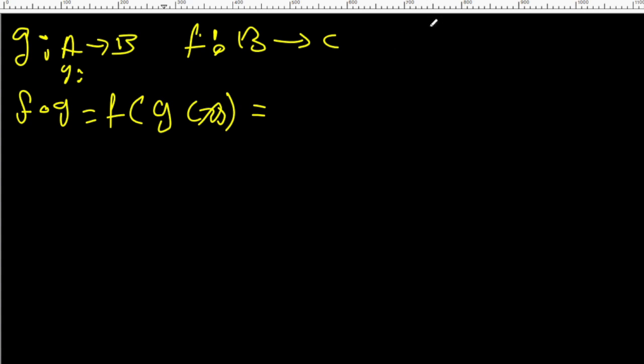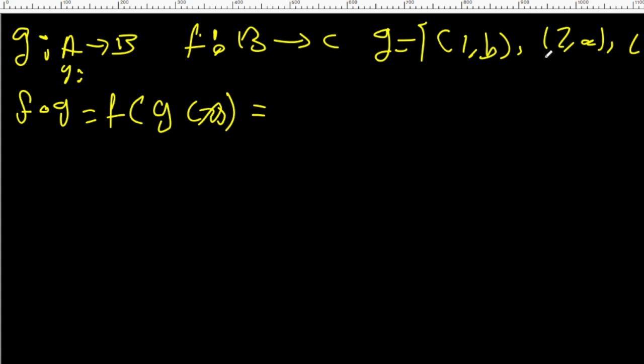Let me write it here. G equals 1 and B, 2 and A, and we have 3 and B, and we have 4. Now let me put the comma, 4 and A. So this is the G function.